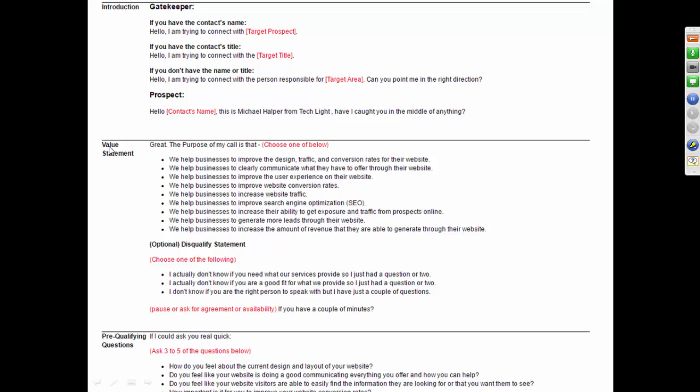And what this statement does is it communicates the value that you have to offer. It does speak to the general angle and area that you have to impact, and it communicates a very consultative selling message. We help businesses to improve the design and traffic of their website. Whatever, you'd fill this in with your benefits. By the way, that's what SalesScripter does. SalesScripter extracts the benefits for this particular buyer, and it plugs it in here.